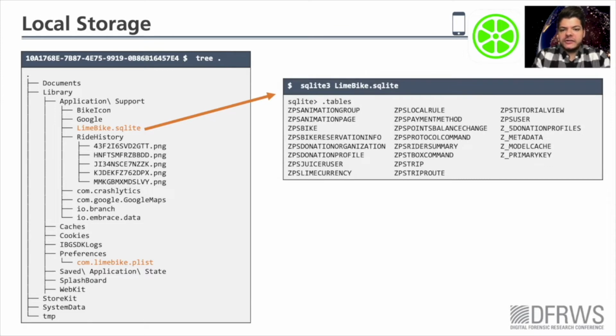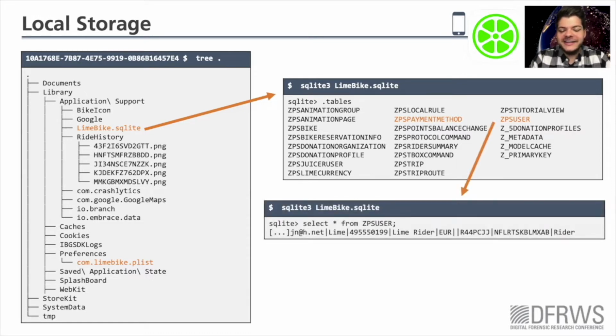Now let's take a closer look at the database. We can see a bunch of tables, and now we would like to find the information about the user and the payment. So we will take a closer look at the user and payment method table. And as you can see here, there's one entry for our user, which includes the mail address, the phone number, the username, which is LimeWriter. It's always by default LimeWriter for Lime, and some internal identifiers, but also the currency used by the user.